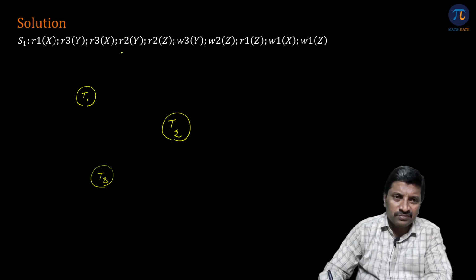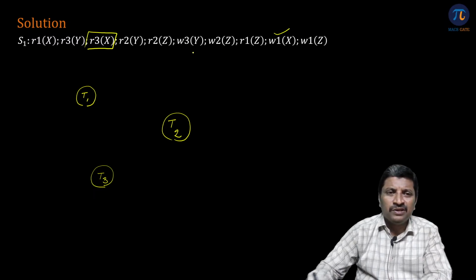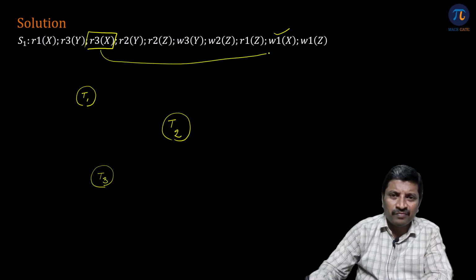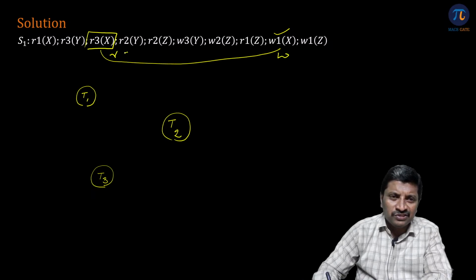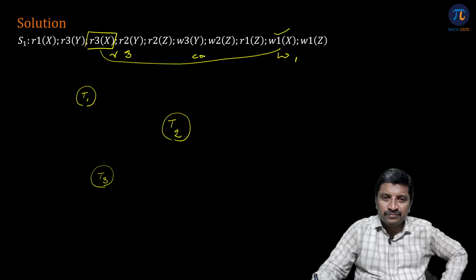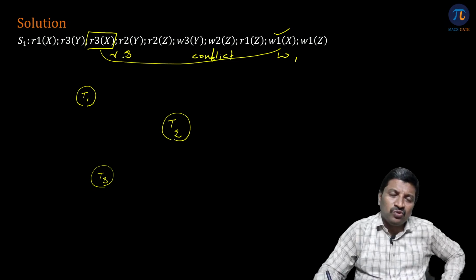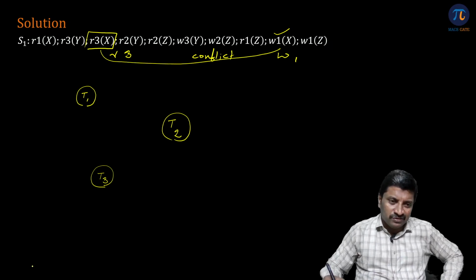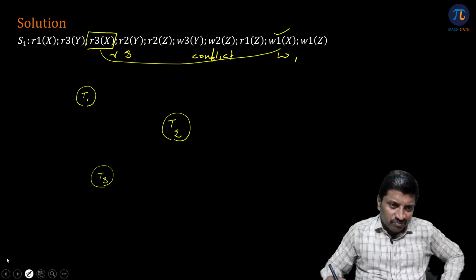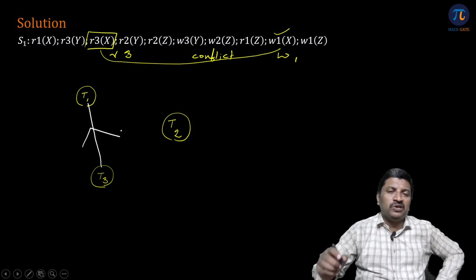Consider the next one, R3 of X. Then please observe it. One is read, one is write, one is from transaction 3, one is from transaction 1. So it is a conflict. So who is first, sir? 3 first, 1 next. So I need to draw a line from 3 to 1. Hope you understood this.